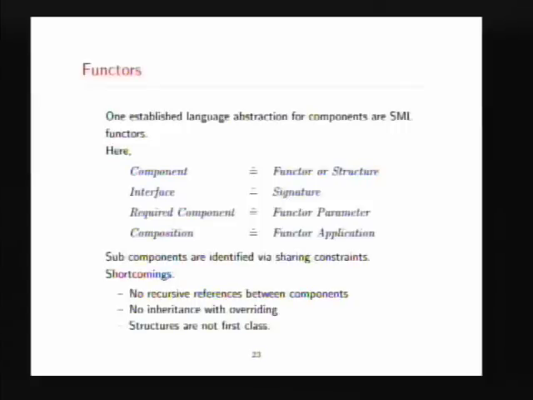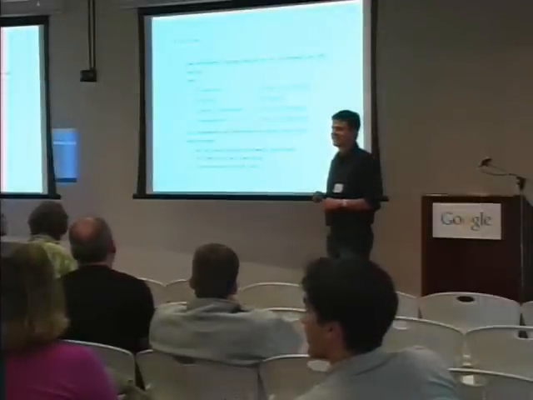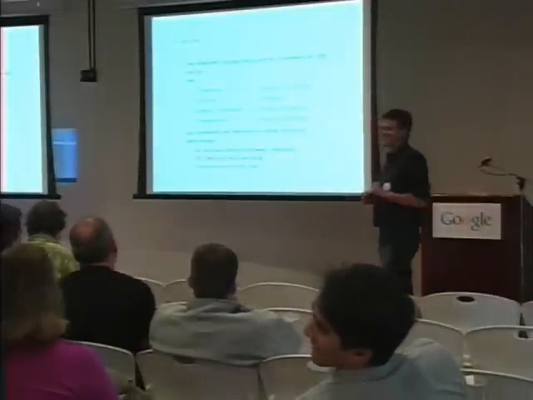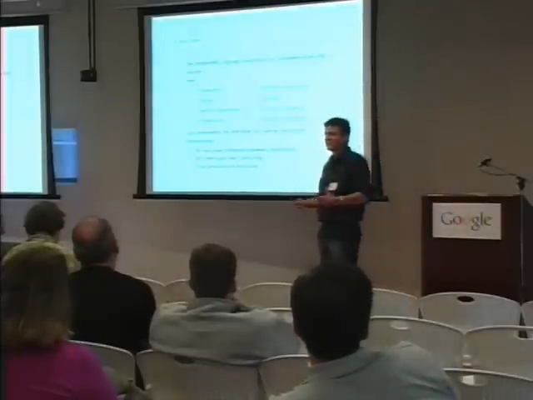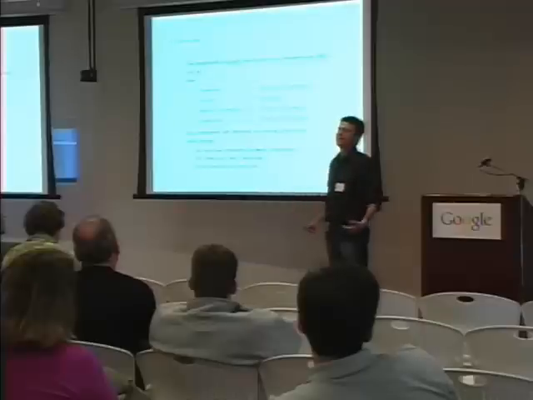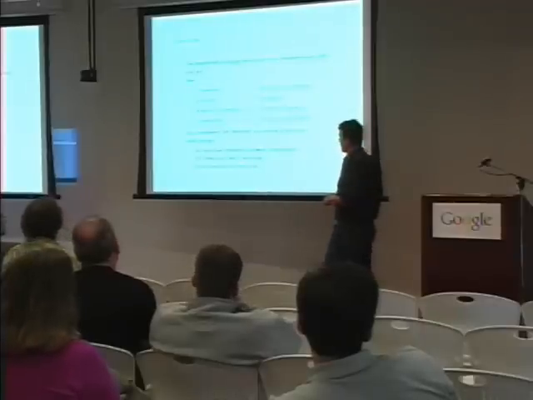And who is familiar with functors in ML? Who's comfortable with functors in ML? One. Okay, that's good. So functors are, well, I think to be fair, they are a bit clunky. They are really great, heavy-duty program abstractions, but you have to get your head wrapped around them.